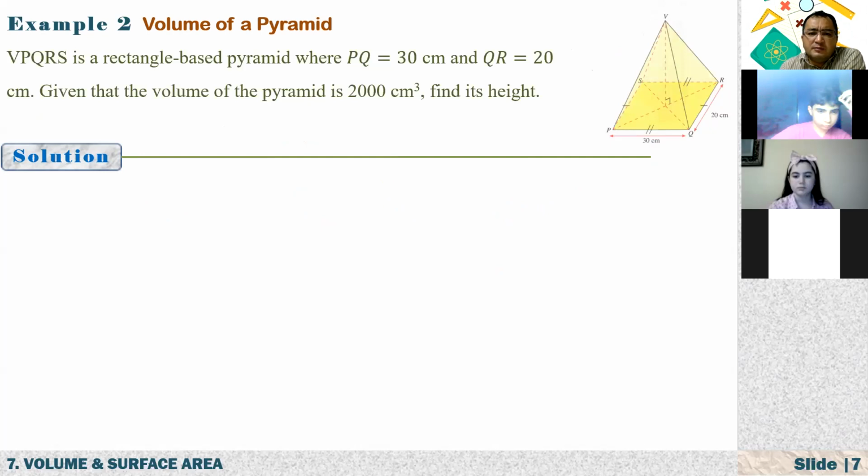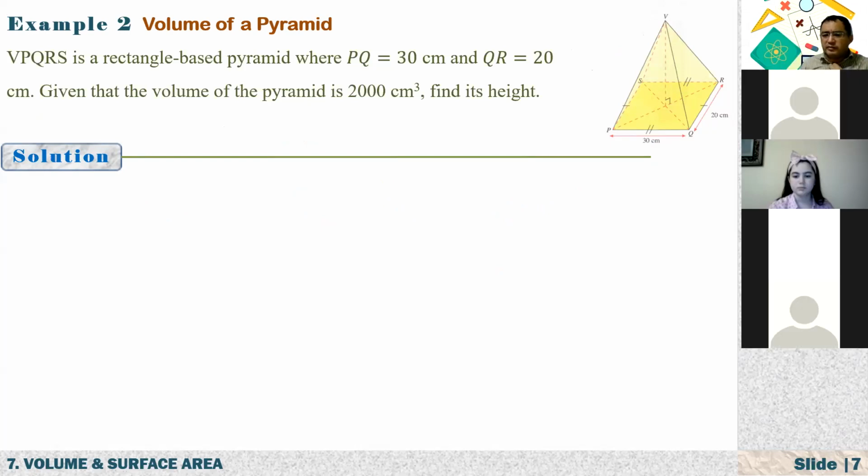VPQRS is a rectangle-based pyramid where PQ is equal to 30 centimeters and QR equals 20 centimeters. Since the rectangle has length and width, right? And given that the volume of the pyramid is 2000 cubic centimeters, here the volume is given. And now from here, we need to find its height. Height means its altitude, right?